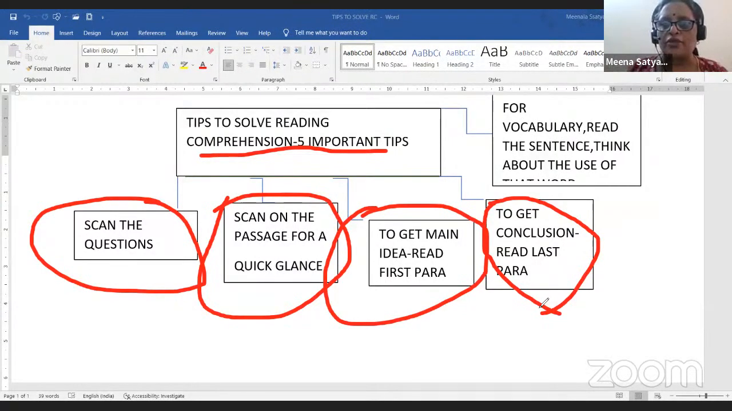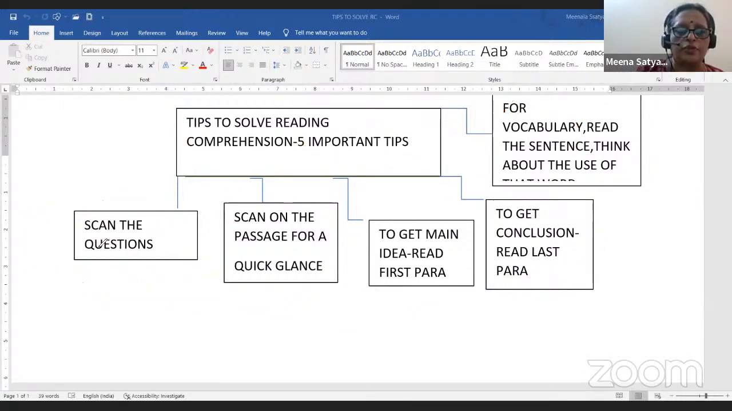You act according to what I want to do. So make up your mind, scan the questions. Once you scan the questions, you will immediately take up the important word that you think, and go back to the paragraph where you want the answer. Now for vocabulary, vocabulary is something that is very important. You must try to read the sentence, think about that word and see how it is used. I shall clear all this so you will be able to understand.